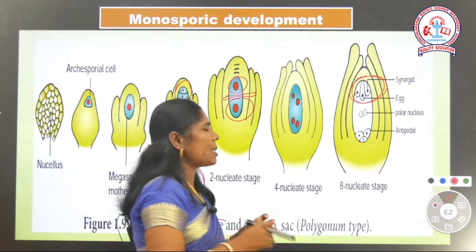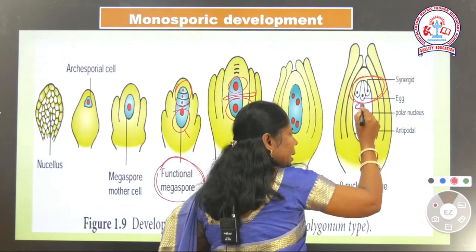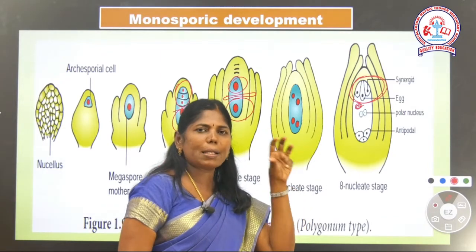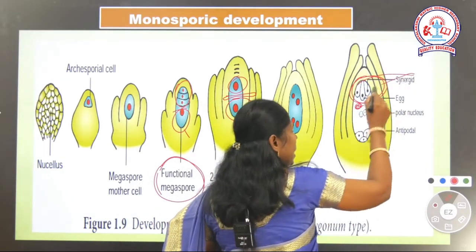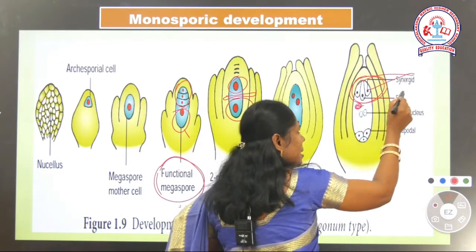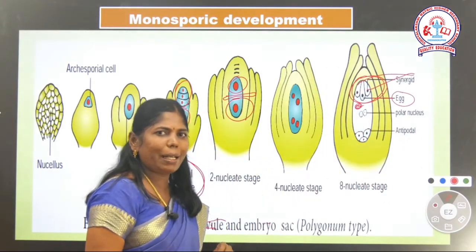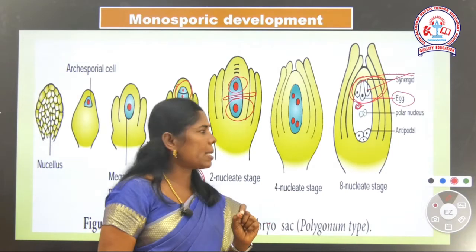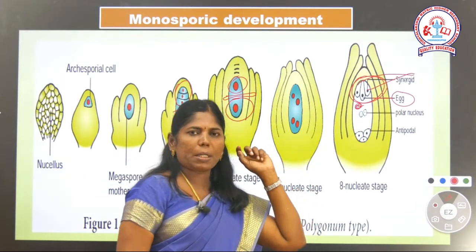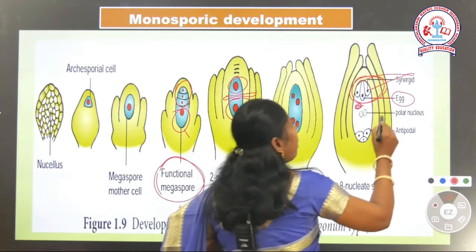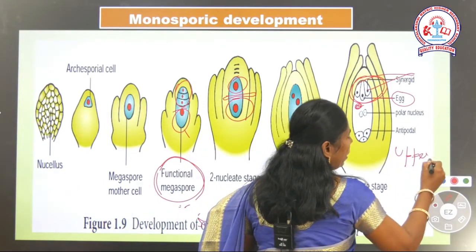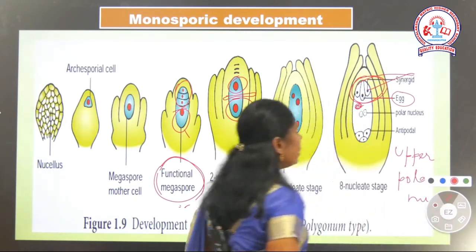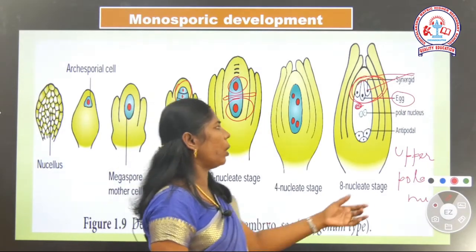The 3 nuclei together form the egg apparatus. The 4th one is left free in the cytoplasm. The egg apparatus consists of 2 synergids, and the center cell is considered as the egg cell. So one egg cell and 2 synergids together form the egg apparatus. The 4th nucleus is set free in the cytoplasm. That 4th nucleus, from the micropylar end, is considered as the upper polar nucleus.